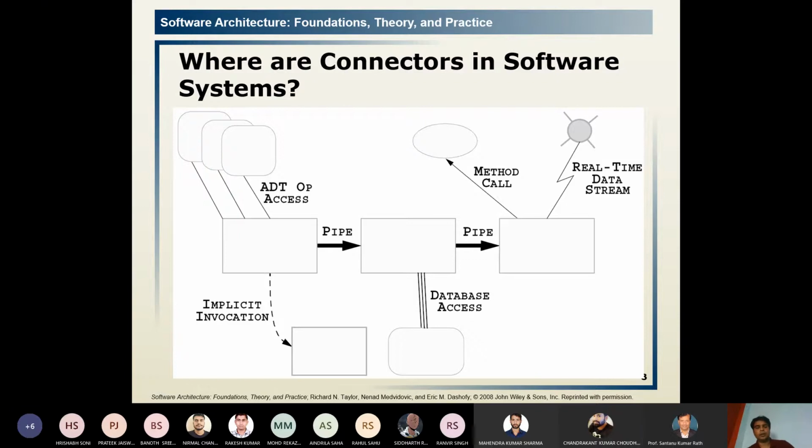One is a database access connector, which is connecting to the database. Another one is implicit invocation, which acts as a connector to connect another component. Another one is abstract data type access. Another one is the method call, that is the remote method call. Pipe is also a connector, as we discussed in pipe and filter. Another one is the data stream connector, the real-time data stream connector.